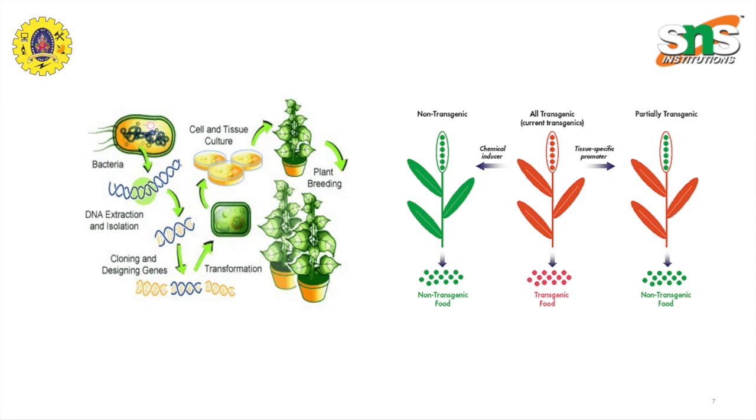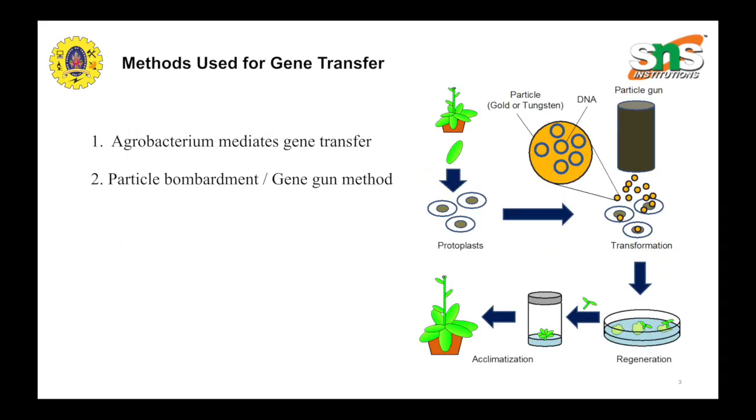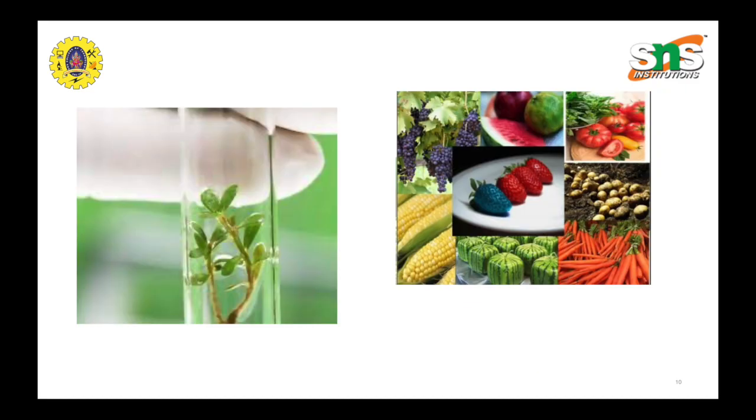The next method is the particle bombardment or the gene gun method. As the name suggests, in this method, the desirable gene is coated in a gold or tungsten particle and it is bombarded into the plant cells. Once bombarded, the sequence is incorporated into the plant cell, which can be proliferated by tissue culture method.